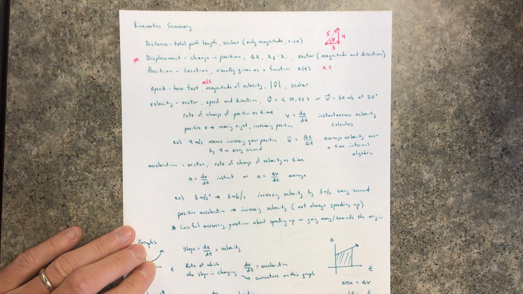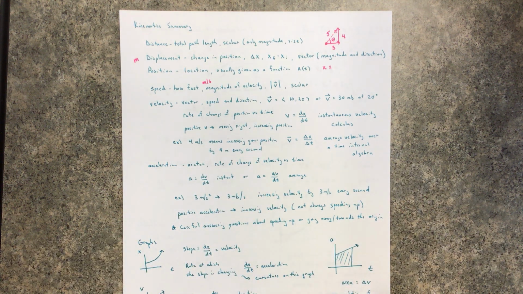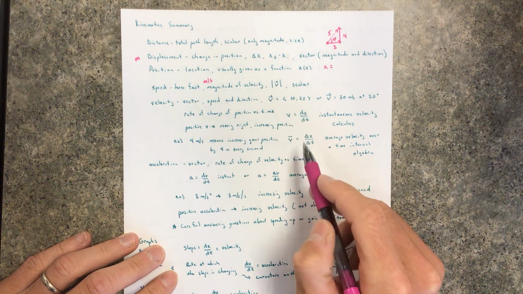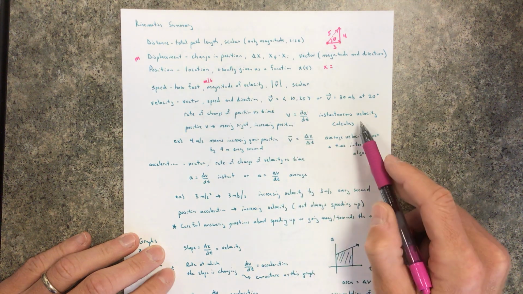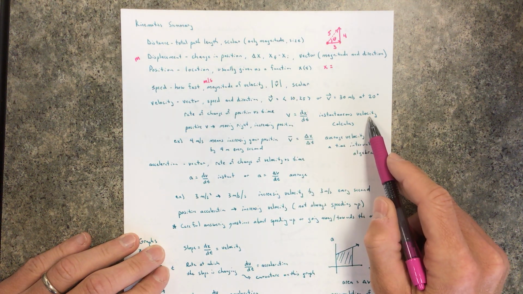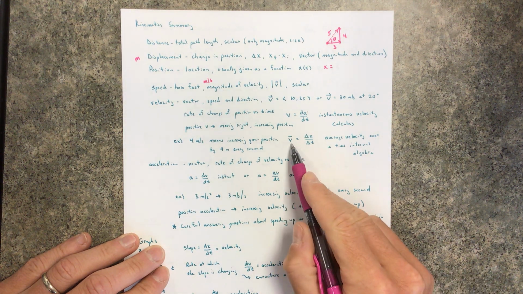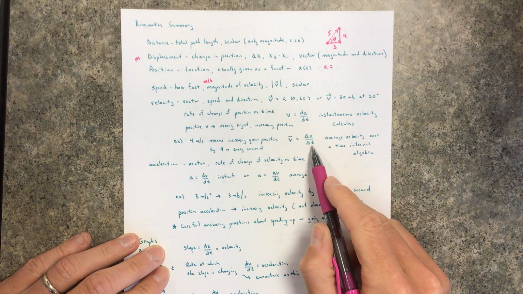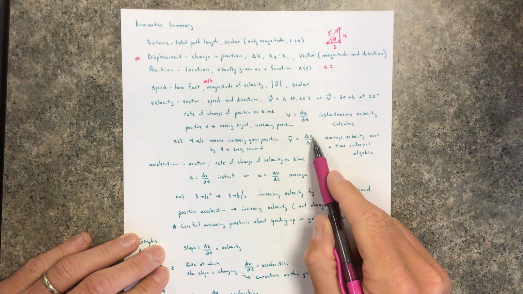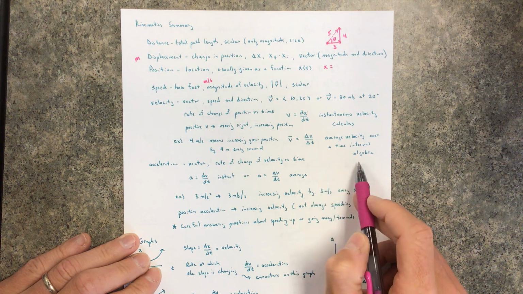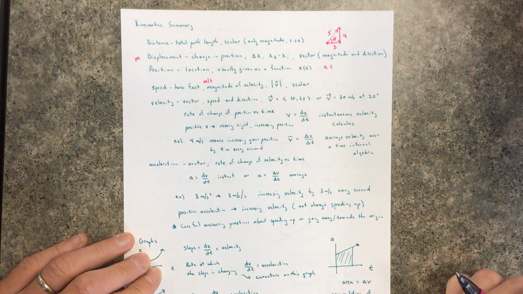Velocity is the rate of change of position versus time, which means the velocity is the derivative of your position function. This is more of a calculus point of view. It's the instantaneous velocity. It's the velocity at a single moment in time, where average velocity is over some time interval. It's how much you've changed your position, your displacement, over a time interval, which is really an algebra viewpoint.